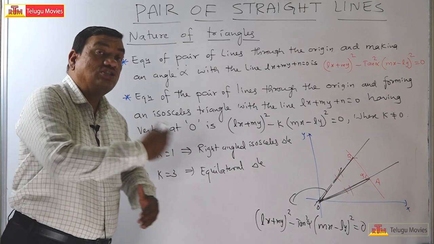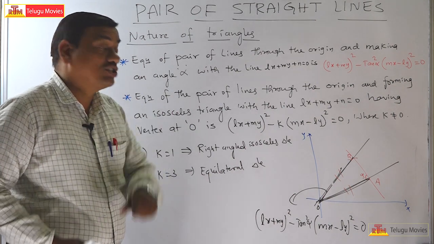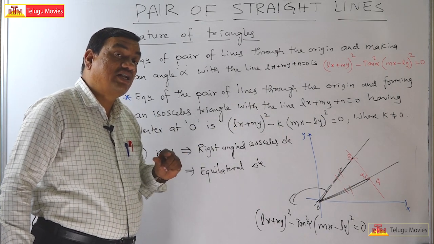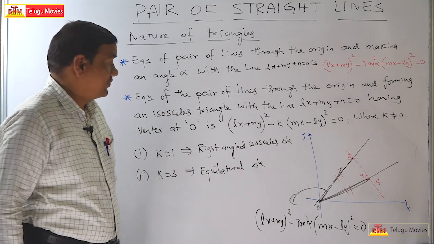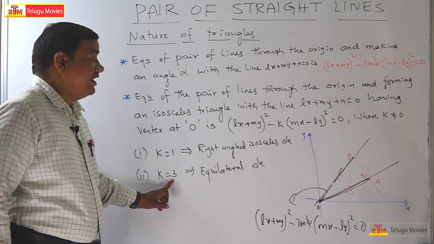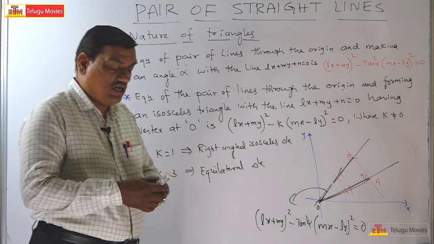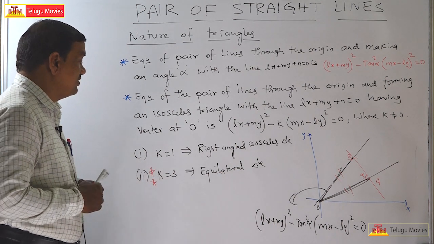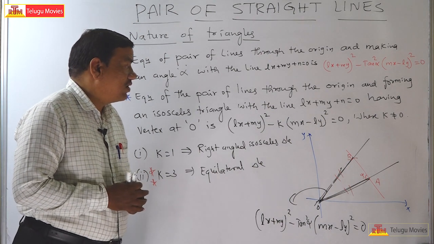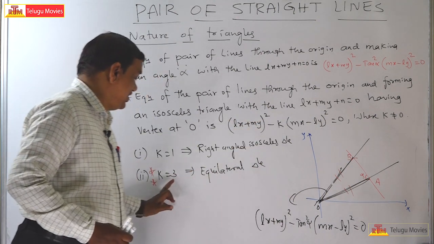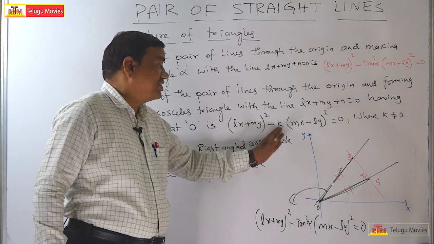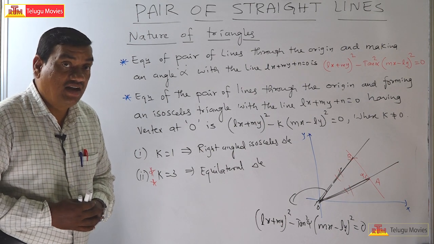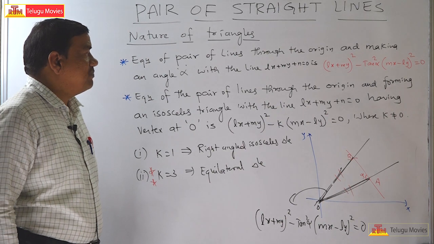That isosceles triangle will become a right angle isosceles triangle if the k value is equal to 1. If the k value happens to be 3, then the triangle is an equilateral triangle. This concept is very important. That means if k is 3, then (Lx plus My) whole square minus 3 times (Mx minus Ly) whole square equal to 0 forms an equilateral triangle with the line Lx plus My plus n equal to 0.